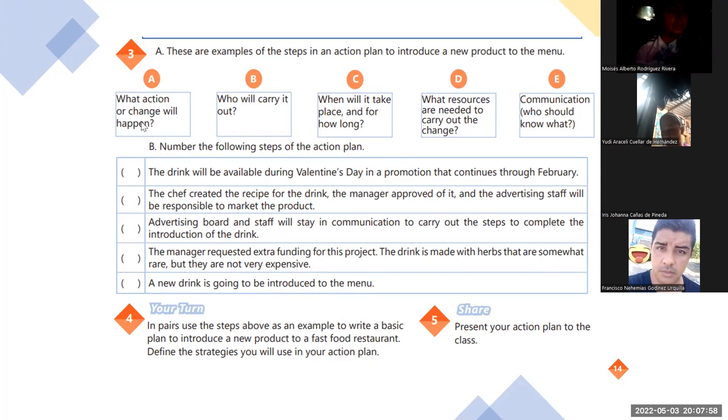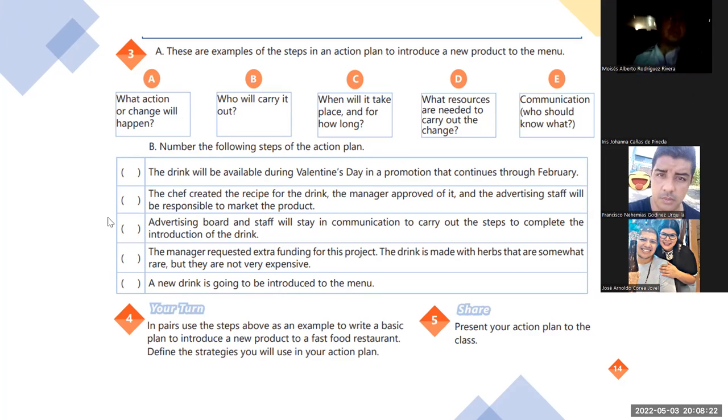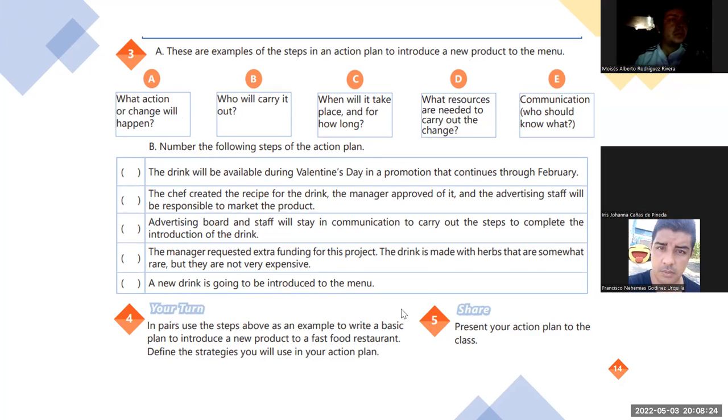For example, letter A, what action or change will happen? Which one do you think is the letter A? A new drink is going to be introduced to the menu. That is correct. So letter A is going to be here: a new drink is going to be introduced to the menu. Okay, so this is what you're going to do. I'll give you 3 minutes for you to complete it.